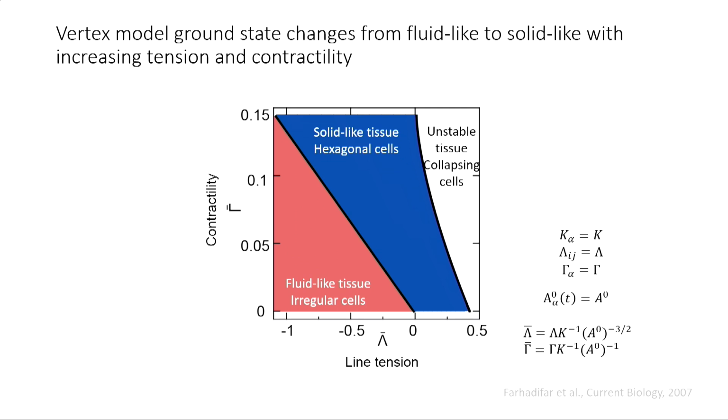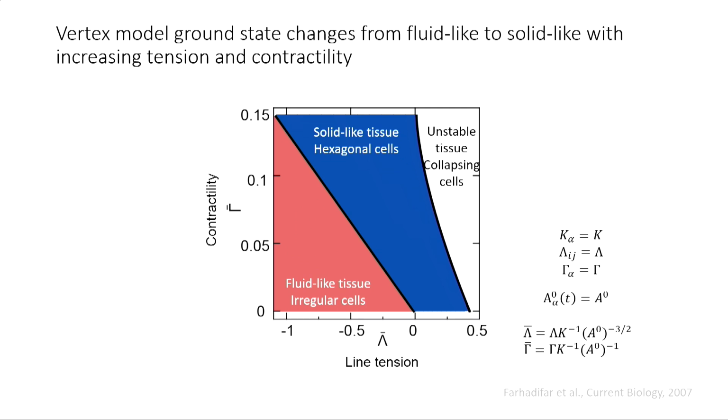We also set the preferred cell area here to be constant, and then there are additional parameters, so we could simplify the system, non-dimensionalize it. And then if we ask what's the state with minimal energy, here you have fluid-like tissues. So the state with the minimal energy is degenerated. There are many states, and cells would have. I will show you some image of that in several slides.